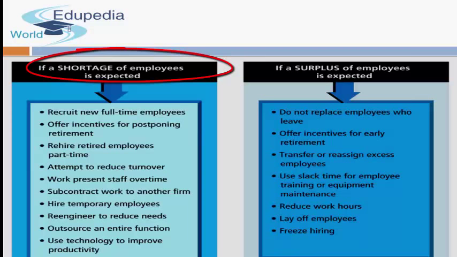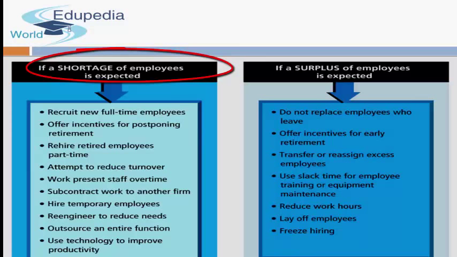Re-engineering is basically a process in which the job related to every position is restructured. So that means in case there are 5 positions in the hierarchy, the job is restructured in such a way that maximum potential of the employees can be used in minimum period of time so that overall productivity of the organization increases. Outsource an entire function. This is something that we've already covered.